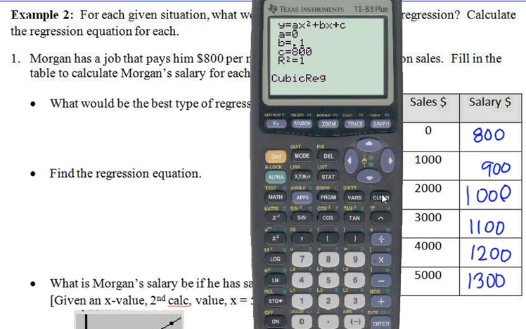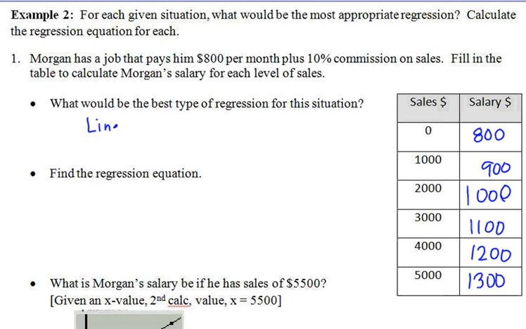Won't even do a cubic. Is that what I did? Yeah, it won't even do a cubic. So there's 2 really good ones. So what are the 2 regressions you could use? Linear or quadratic? So I put it in the list, I pressed zoom 9.